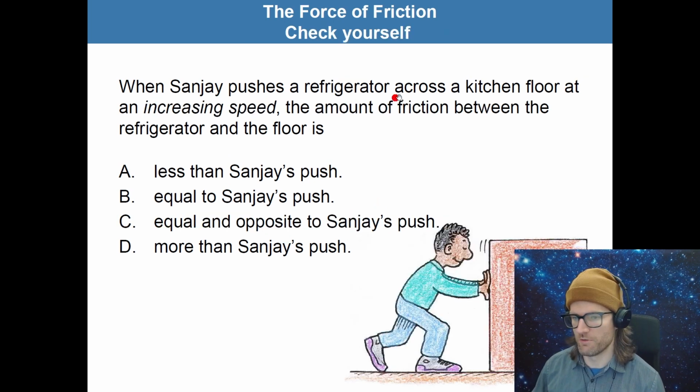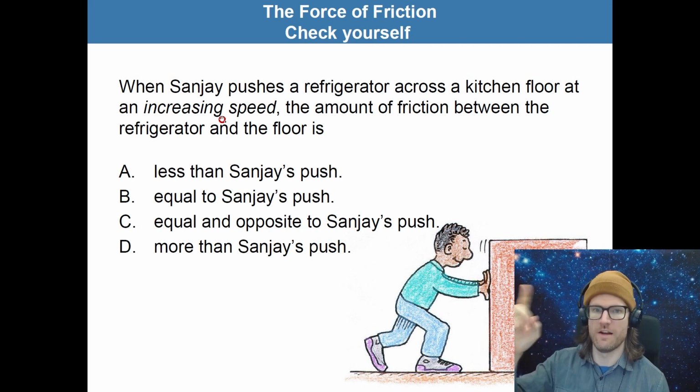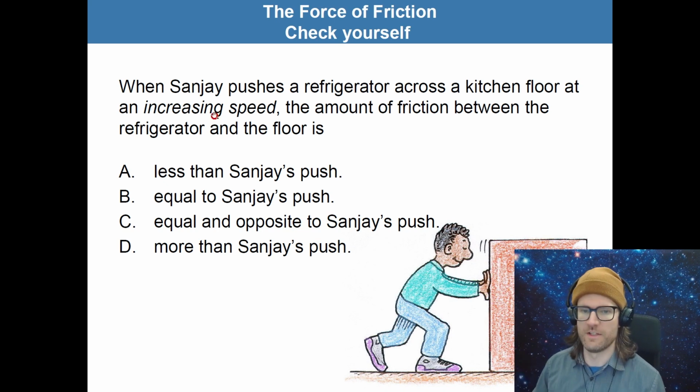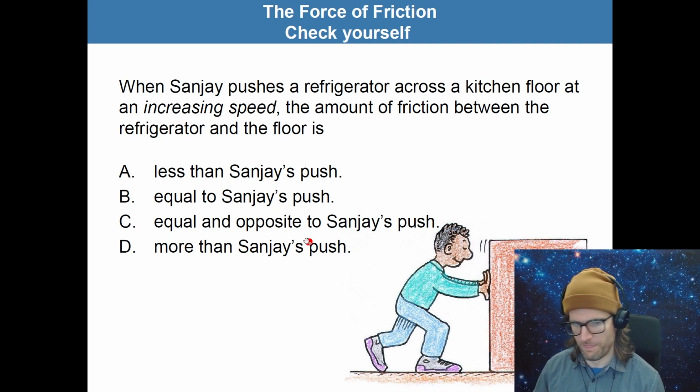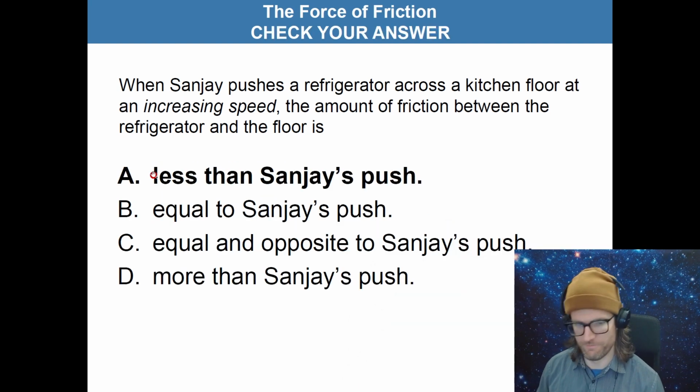Okay, when Sanjay pushes a refrigerator across a kitchen floor at an increasing speed, the amount of friction between the refrigerator and floor is, well, I hear increasing speed, thinking net force, not 0. And it sounds like Sanjay's winning the battle against friction because it's increasing in speed. I think that means the friction is less than Sanjay's push. That gives us a net force to the right here. If it's equal, then there would be no change in speed. If it was equal and opposite, that's definitely no change in speed. And it's not more than Sanjay's push because that would mean decreasing speed. So it's got to be A.